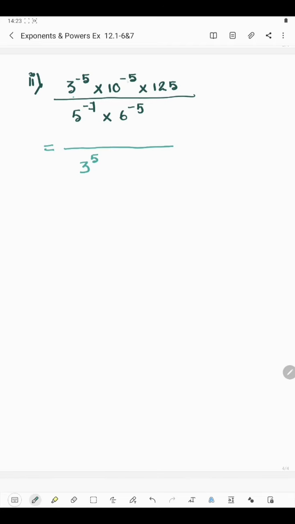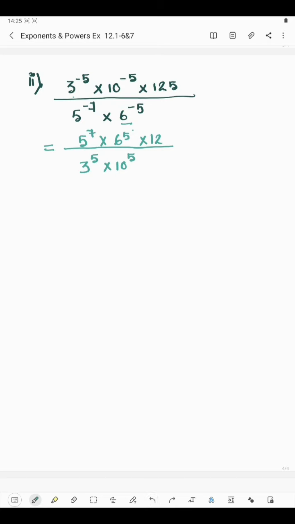Similarly, 10 to the power minus 5 is in the numerator, so it will come to the denominator and become 10 to the power 5. And 5 raised to the power minus 1 is in the denominator, so it will come to the numerator and become 5 to the power 7. Similarly, 6 to the power minus 5 is in the denominator, so it will come to the numerator and become 6 to the power 5. And in the numerator we have 125, so we'll write that.